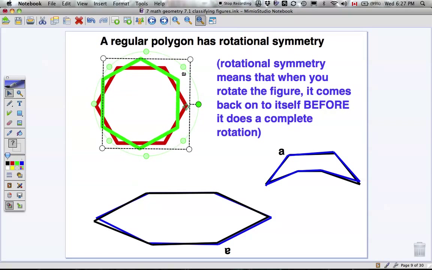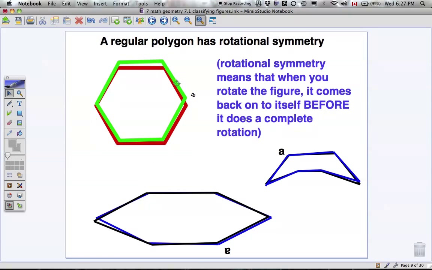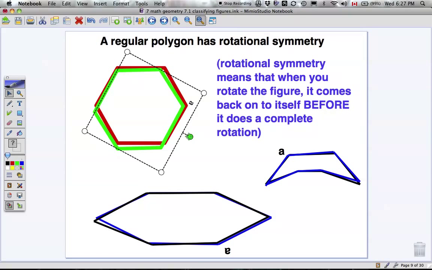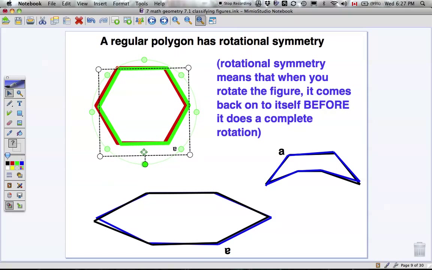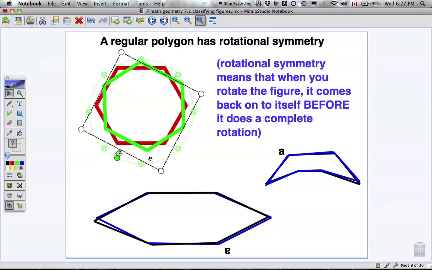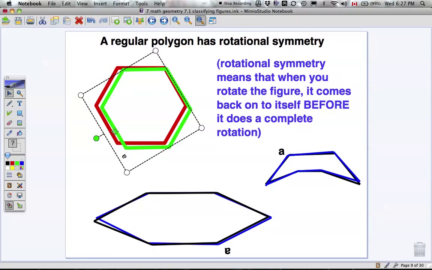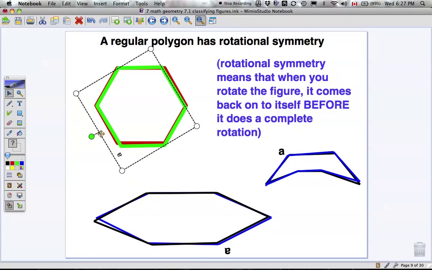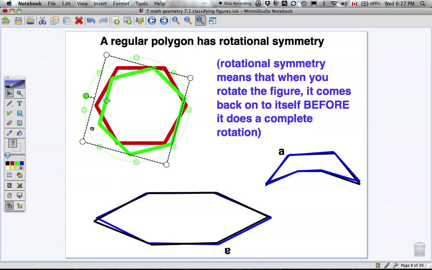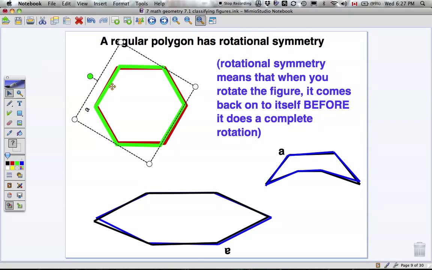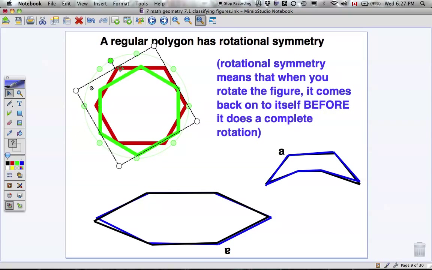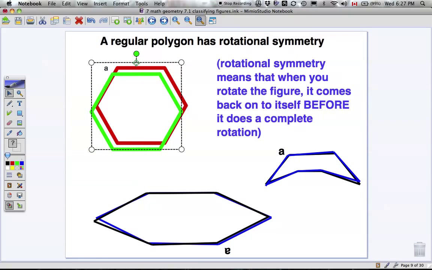I can rotate it again a second time. I can rotate it a third time. Now you're probably jumping ahead and thinking, okay, monsieur, it's a hexagon, so it has 6 sides, and therefore I bet it's got rotational symmetry of order 6, meaning that I can rotate this 6 times and it will land on itself exactly 6 times. There you go. There's the 6th time.